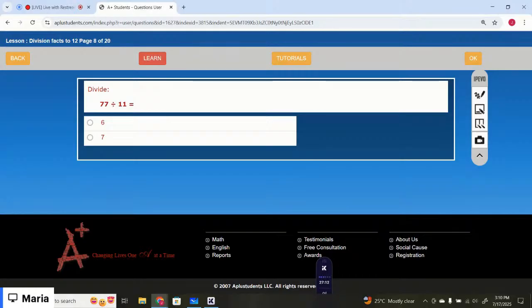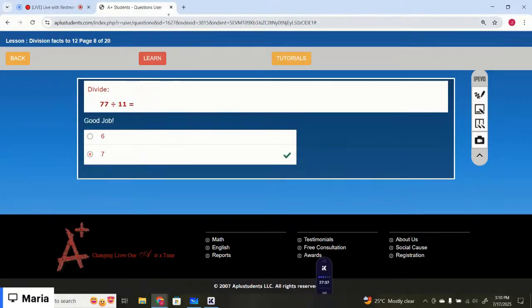77 divided by 11, which is the correct option? That is 11 times 7 is 77. Option number 2 is the correct option. 77 divided by 11 is 7 because 11 times 7 is 77.